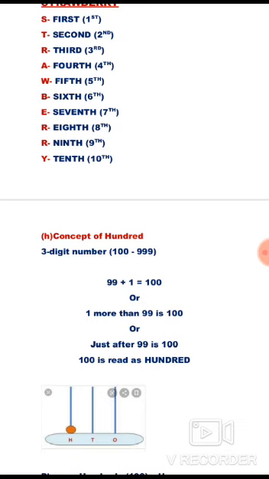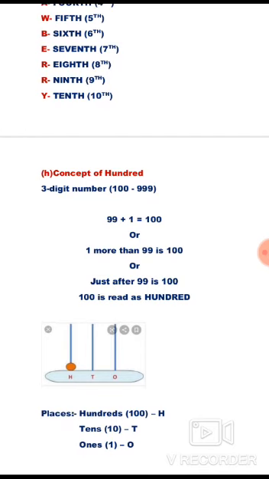On abacus, you saw the number 100 like this. On ones place we have 0, so there is no bead. On tens place we have 0, so there is also no bead. And on hundreds place we have 1, so there is 1 bead. Understood? And the 3 places are hundreds, tens, ones. The spelling of hundreds is H-U-N-D-R-E-D-S, that is equal to 100. And on abacus we represent it by the capital letter H.